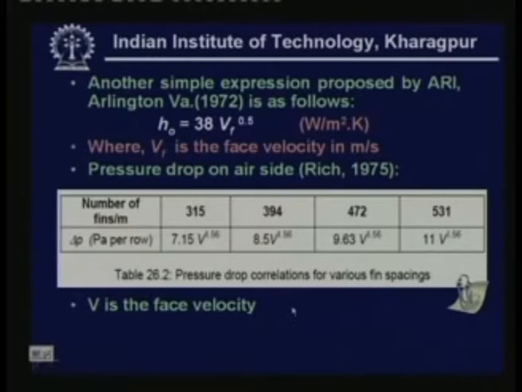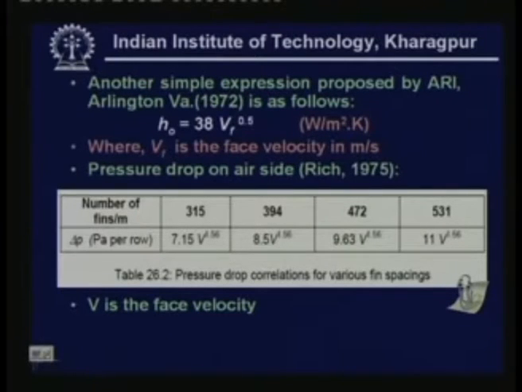Now there is another simple expression proposed by the Air Conditioning and Refrigeration Institute, Arlington, USA. It simply relates the heat transfer coefficient to the face velocity. It is given by h naught is equal to 38 into V_f to the power of 0.5, where V_f is the face velocity in meters per second, and h naught is the heat transfer coefficient in watt per meter square Kelvin. In the absence of detailed data, you can use this simple expression for rough estimation of the heat transfer coefficient on fin surfaces.